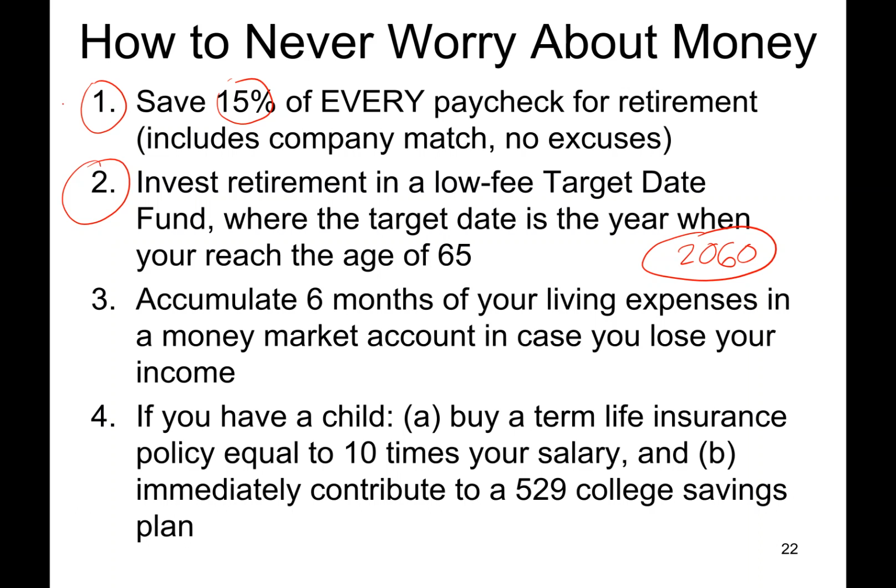So that's the first two things, most important. 15% of every paycheck, never stop it, no excuses, and put it in a target date fund. You get automatic rebalancing. You never have to look at the portfolio. You just wake up 40 years older later and realize you are set for retirement.